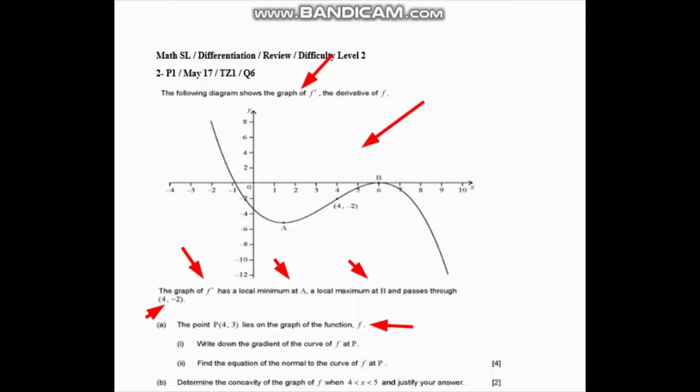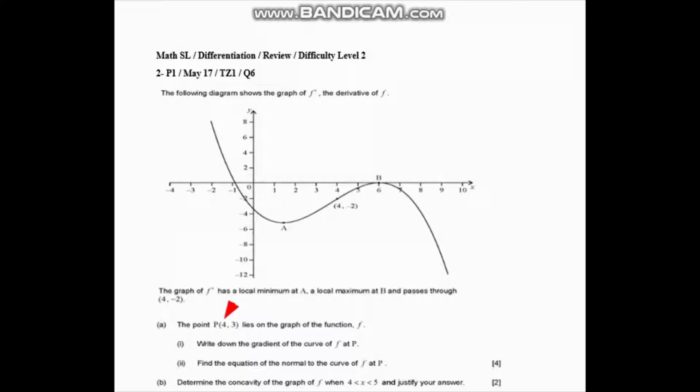So in I, you are asked to write down the gradient of the curve of f at P. So the gradient of the curve of f is found by evaluating f dash. So since we want the gradient at P, we want the gradient when x equals 4. And you don't have an equation here, so you have to resort to the graph.